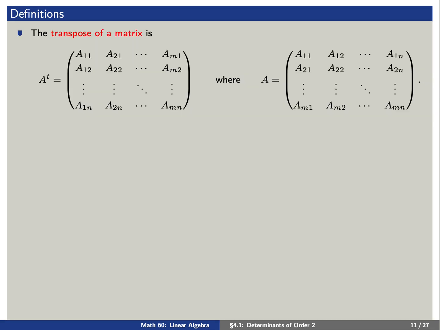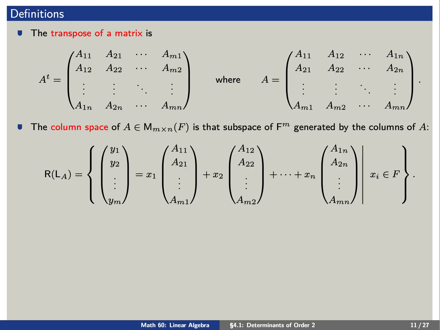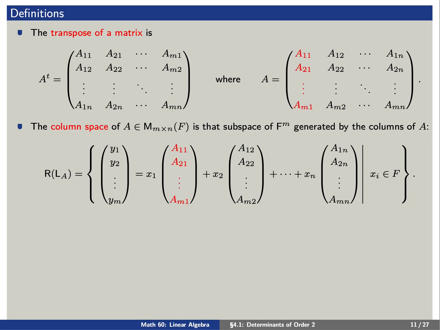Let's say that we have an m by n matrix A, then its transpose is that n by m matrix where we just simply interchange the rows of A and make them the columns of A transpose. Recall that the column space of A is that subspace that literally is generated by the columns of A. That is simply spanned by the columns of A. Here you'll see that we've placed in red the first column of A, the entries A11, A21 through Am1, and we can also see where it appears as a column vector in the span of the column space of A.